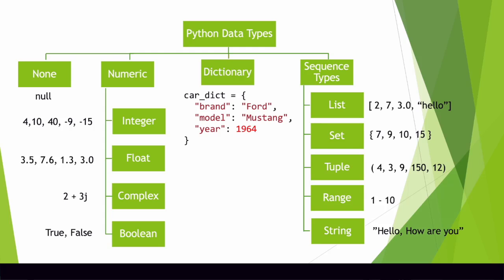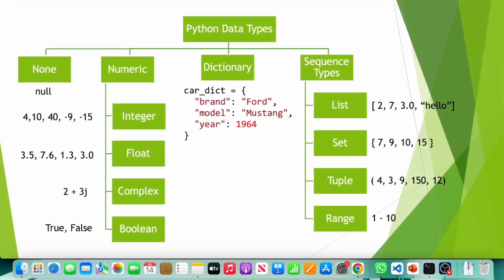Dictionary is nothing but key and value pairs. Like here, I give an example, a car dictionary, which has brand as the key and the value is Ford. So that is called a dictionary. And sequence data types, these are very important: list, set, tuple, and range. Although I'm going to discuss all these data types in this video, I will create separate videos for list, set, tuple, and dictionary data types, because these are very important and we need to cover them in great detail.